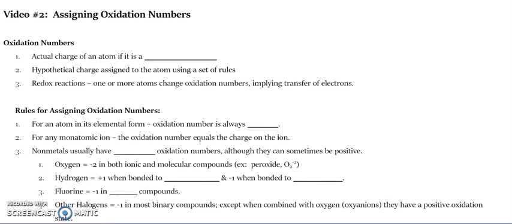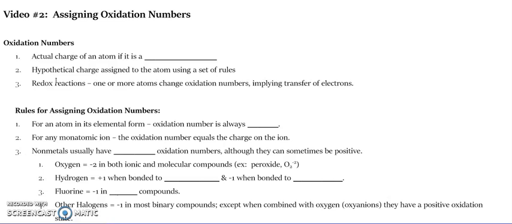This video is on oxidation numbers, what they are, and how to assign them. So oxidation numbers, I'm going to look at number 2 here first, are hypothetical charges assigned to an atom using a set of rules. The purpose of finding them is to see what is being oxidized versus what is being reduced. Because that's what's happening in our redox reactions, and you always need to have one with the other because of this transfer of electrons.